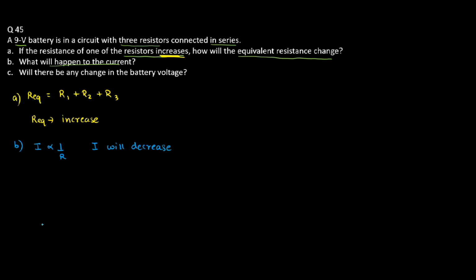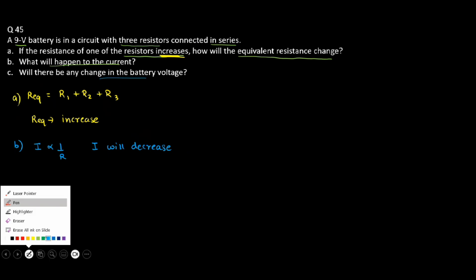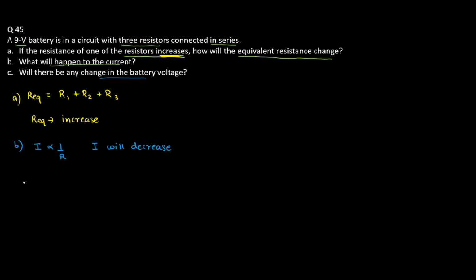Part C of the question is asking you, will there be any change in the battery voltage? There will be no change in the battery voltage, because the increase in the resistance value is compensated by a decrease in the current value. And the total potential difference of the battery will remain the same. There will be no change in the battery voltage.